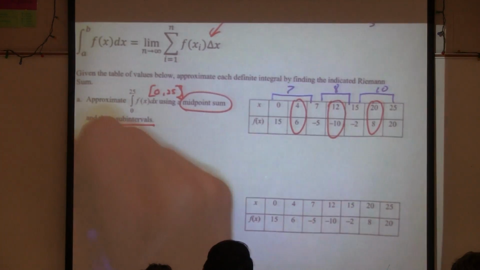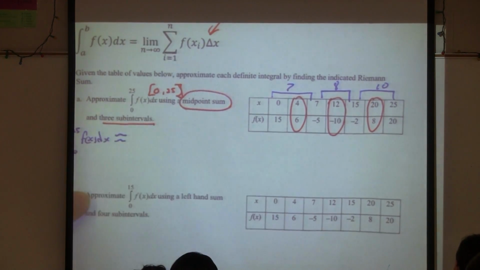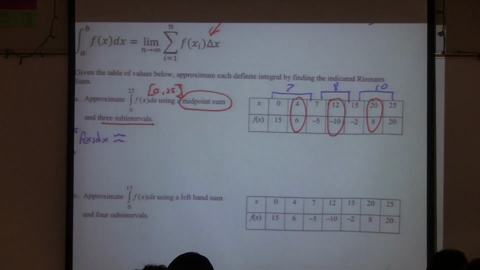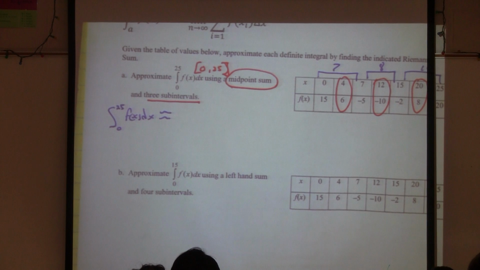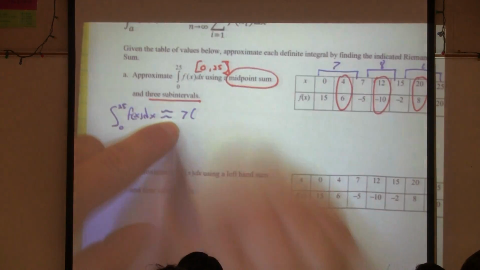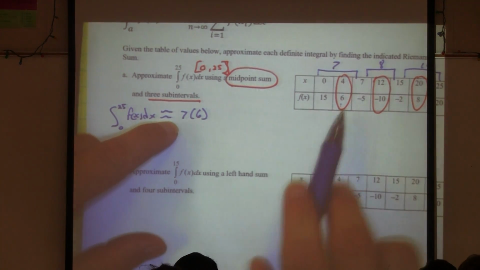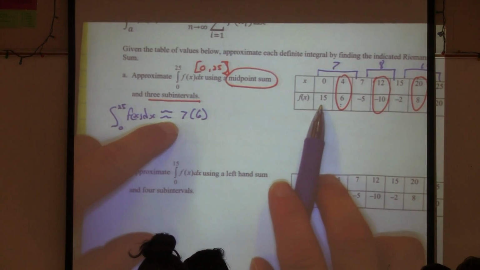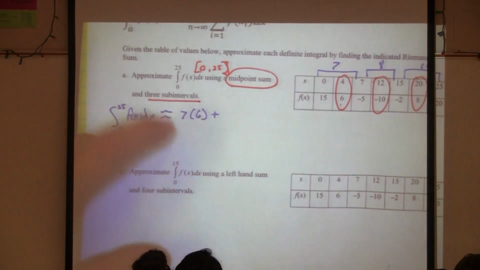We're going to write the notation, the integral from 0 to 25 of that function is going to be approximately, how do I find the area using the midpoint? You remember we're doing rectangles, right? So rectangles is height times width, right? Or width times height, whatever you want to do. So what's the first width? 7, and what's the first height? 6, because we're using the midpoint, right? If we were using left, we would use what? 15. If we're using right, we would use -5. Do we understand? Doing the same thing we did last week.